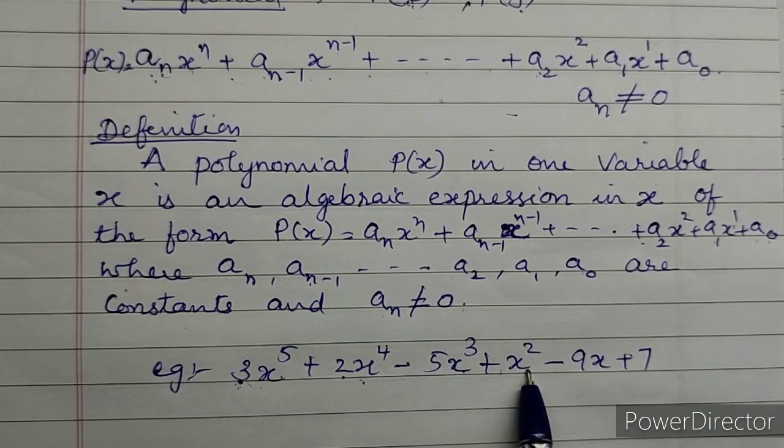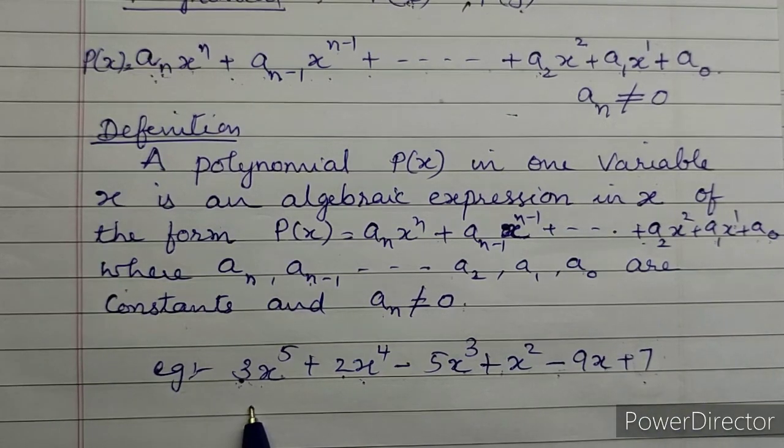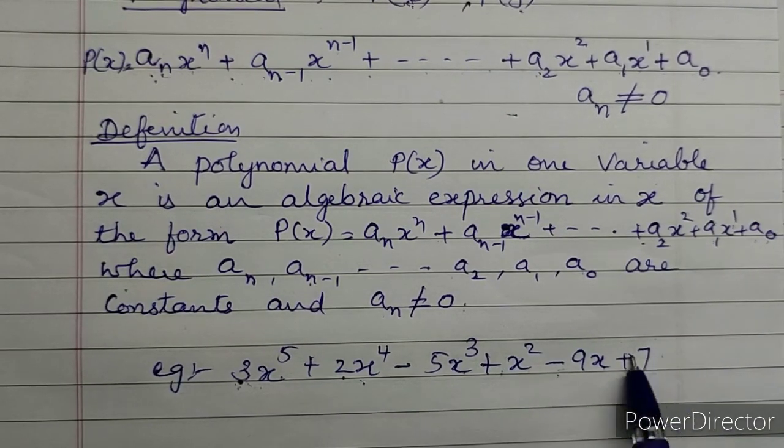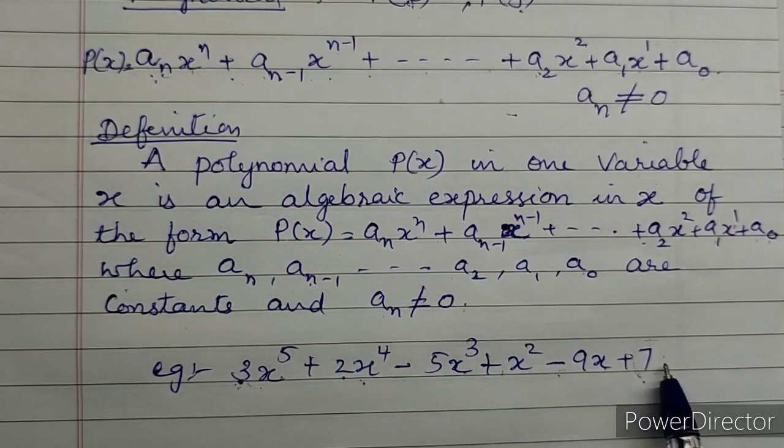1 is the coefficient of x square, negative 9 is the coefficient of x, and this is the last term, the constant term. So in this polynomial, which is the constant term? 7. So fill in the blanks, they will ask: in this given polynomial, write the constant. So 7 you should write. The last term is the constant part.